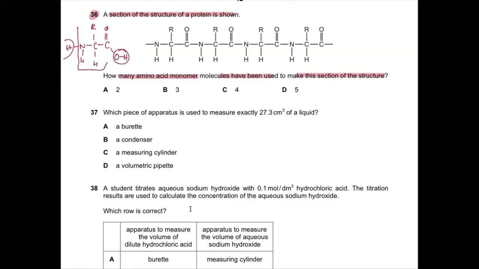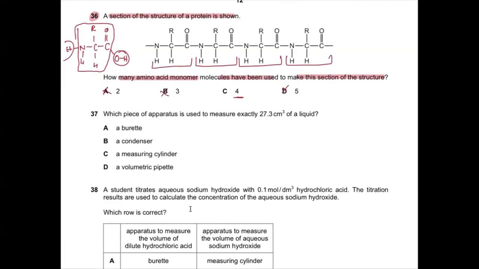So it means this is the portion which is present in the protein chain. So one, then second, then third, and then 4. So 4. A, B, and D go wrong, and C, 4, is the correct answer. Is this clear to all of you?